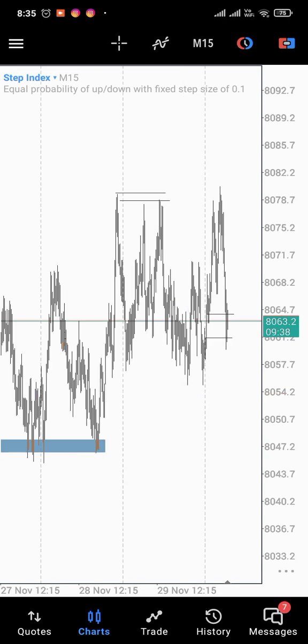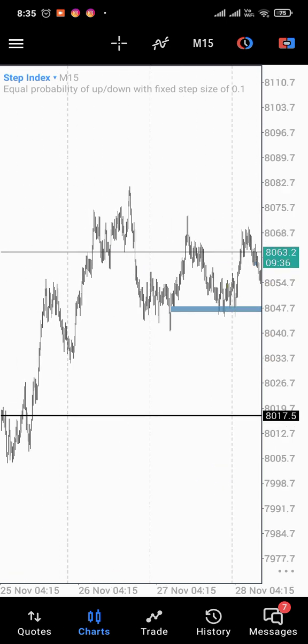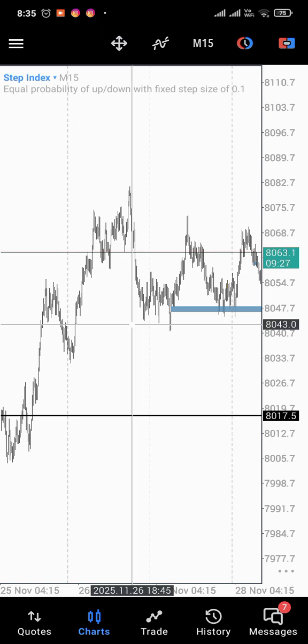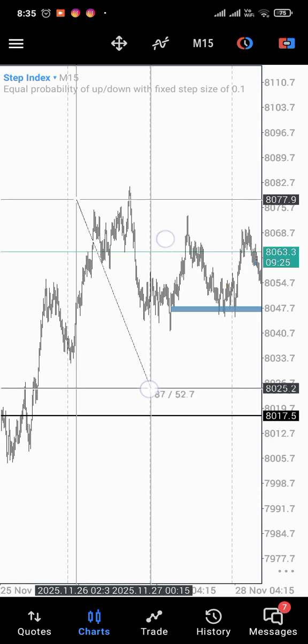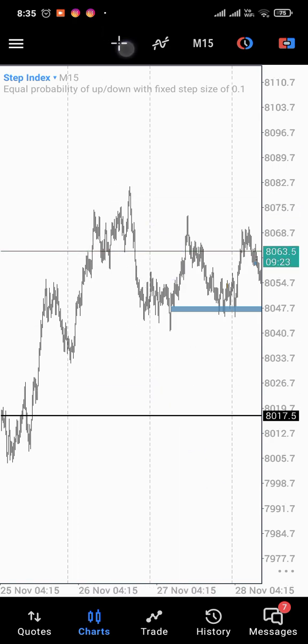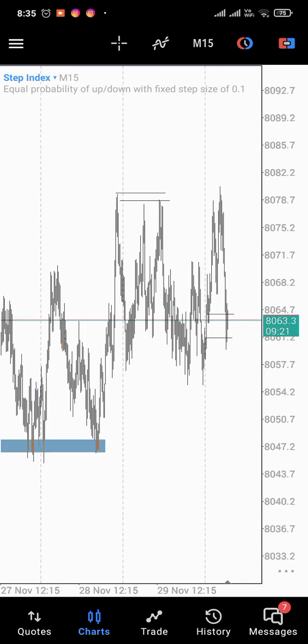Right? It is a consolidation. It goes nowhere. It consolidates within a particular range. It can be 50 points, it can be 70 points, it can be 100 points. But for this one, we are having about 37 points of a consolidation. It's going back and forth between that range.